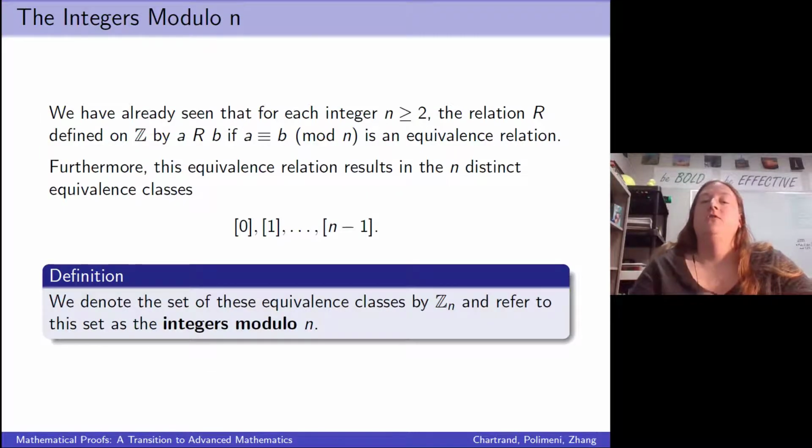Now we've seen that congruence mod n is an equivalence relation, and that the equivalence relation results in n distinct equivalence classes. Now there's some vocab that goes along with this. Namely, we denote the set of these equivalence classes by the blackboard bold Z with a subscript n, and refer to this set as the integers modulo n.